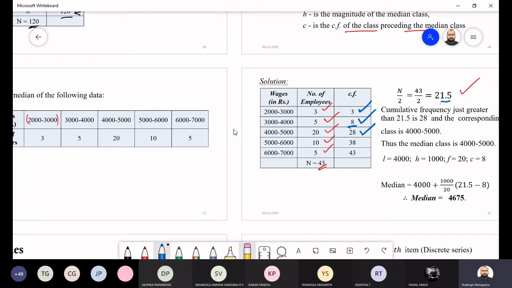See, our position is here, 21.5. So where will 21.5 lie? In the class with cumulative frequency 28. In this class, your 21.5 will lie. Correct or not? This is your median class. Is it okay? This is confirmed, no? There should not be any confusion. That is correct, but we need what the median is. We don't need the median class. We need the median.